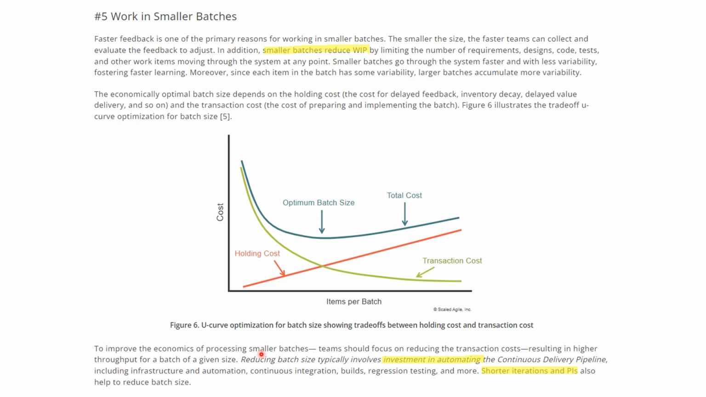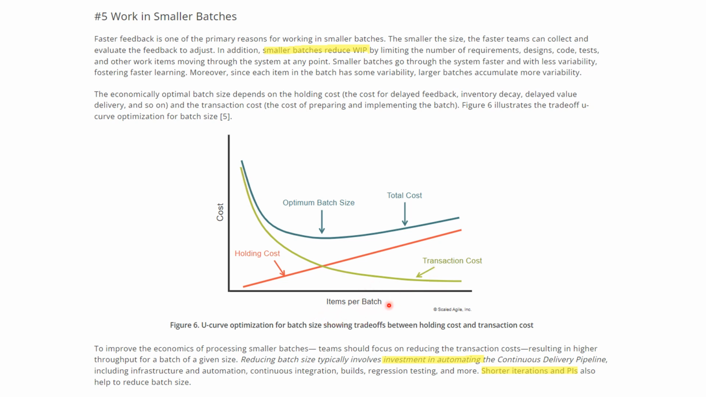The economically optimal batch size depends on the holding cost, like the cost of delayed feedback, inventory decay, delayed value delivery, and so on, and the transaction cost, the cost of preparing and implementing the batch. This particular picture illustrates the trade-off U-curve optimization for batch size. So you need to consider the holding cost and the transaction cost. This red line is the holding cost. The transaction cost line is the green color. Then you have to consider both costs.